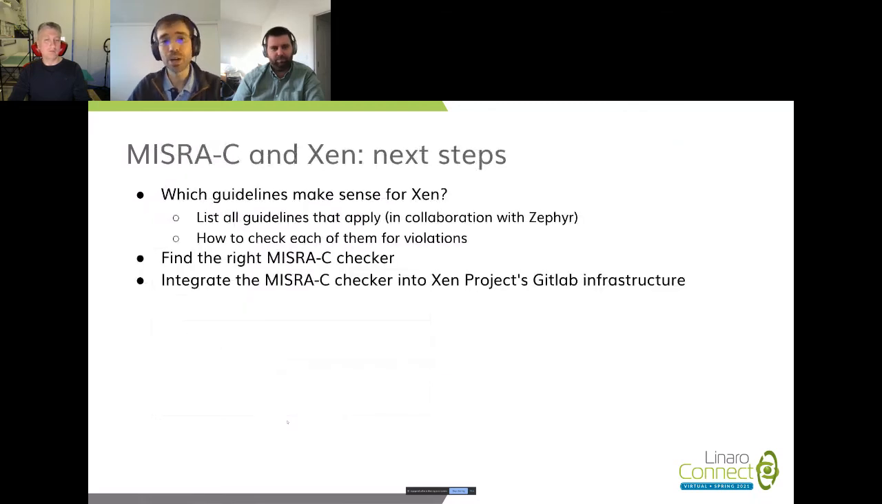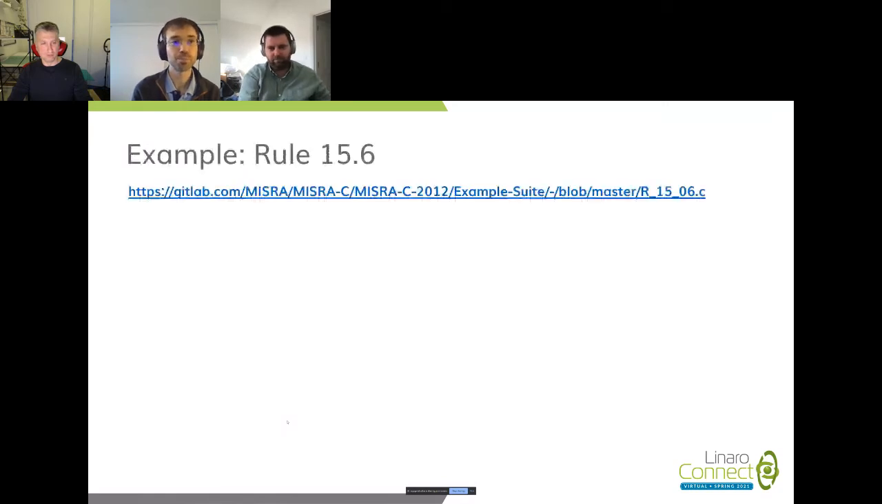So what we are doing now is to look at the set of rules and directives that make sense for Xen, and for each of them, figure out what is the best possible way to check them automatically using a MISRA-C checker. It could be one MISRA-C checker or the other, or it could even be GCC. And most importantly, we are looking at integrating these MISRA-C checkers into the Xen project processes so that they run automatically before commit, ideally as part of our existing GitLab CI infrastructure.